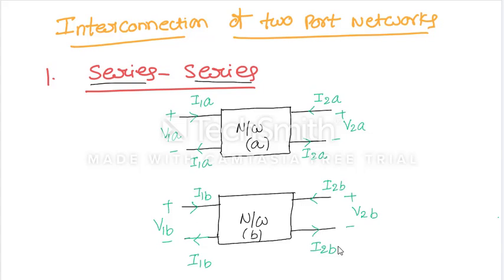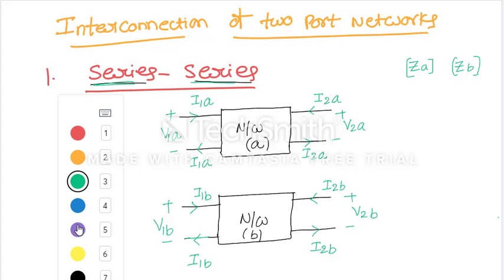Now, network A will have some Z parameters, and the Z matrix of network A I am calling ZA. And network B also will have some Z matrix, which we are calling ZB. Now port 1 is a series connection, port 2 also a series connection. What is the condition of a series connection? The same current has to flow. Current must be the same, but voltage has to divide.